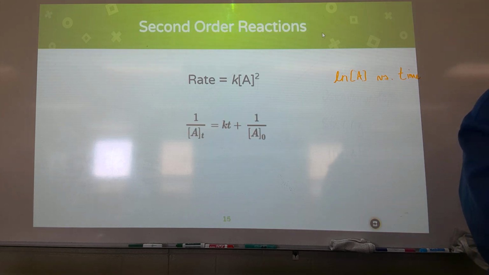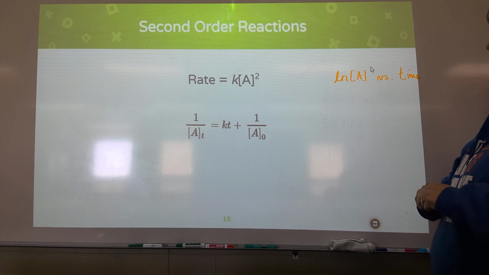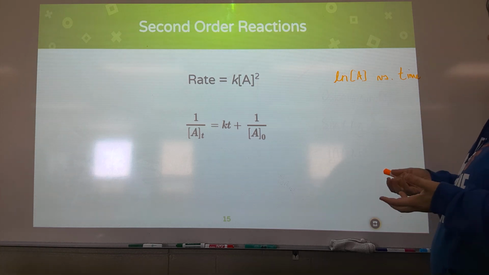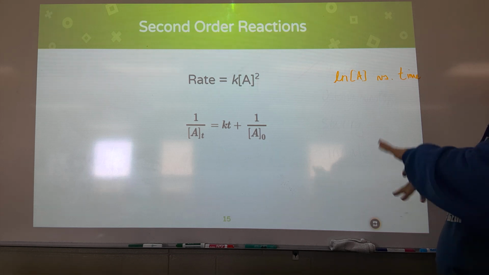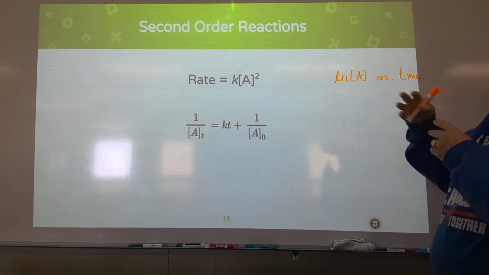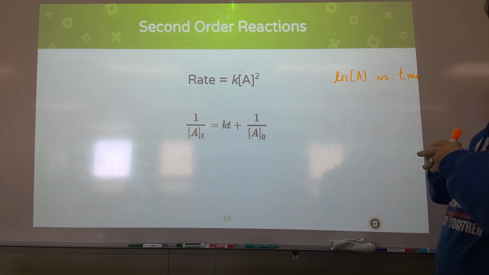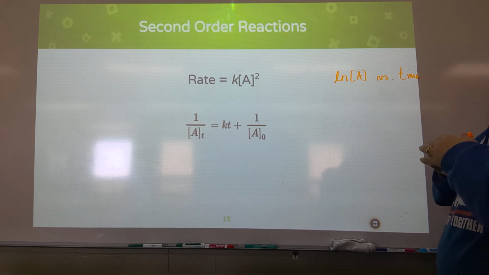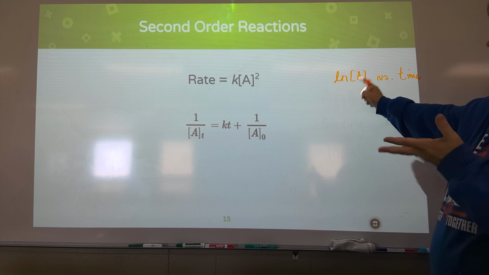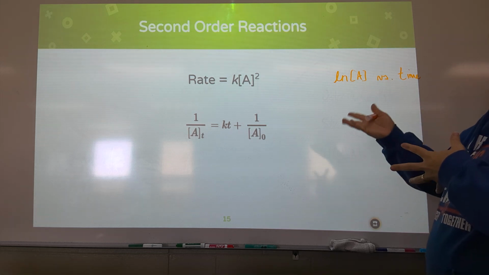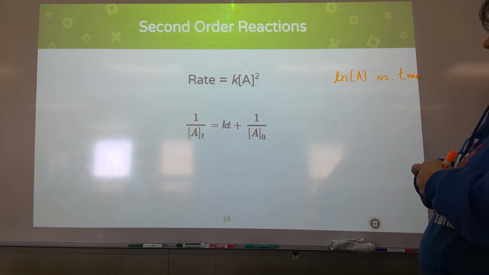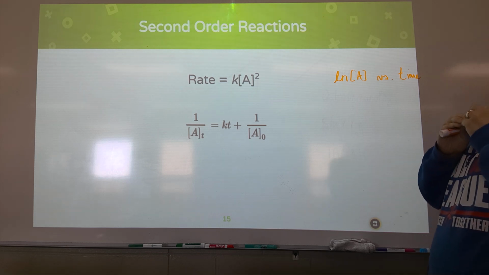So let's move on to the second order equation. The rate equation would look like this. We'd have rate equals our rate constant times the concentration of A squared. And then through some other calculus magic, I've just given you the integrated rate law here. We've got 1 over the concentration of A at some time equals our rate constant times the time plus 1 over our initial concentration of A.